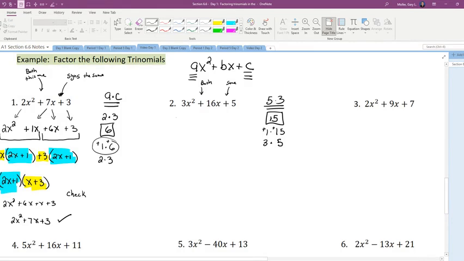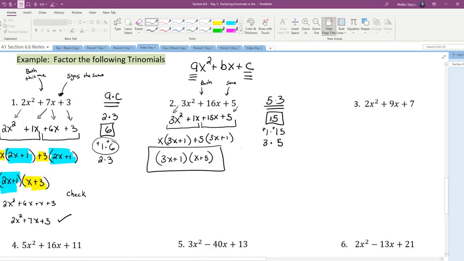Now I'm going to simply rewrite the problem, 3x squared. Change the 16x into 1x and 15x, and the order does not matter. And then bring down your 5. So this is me just rewriting the problem. Now we're going to group. I can only factor an x out, so I get 3x plus 1. I can factor out a positive 5, giving me 3x plus 1. So the answer is 3x plus 1 times x plus 5.